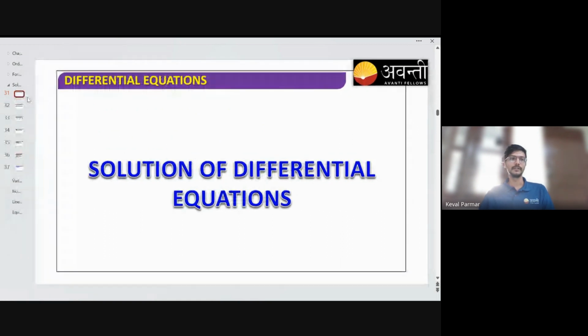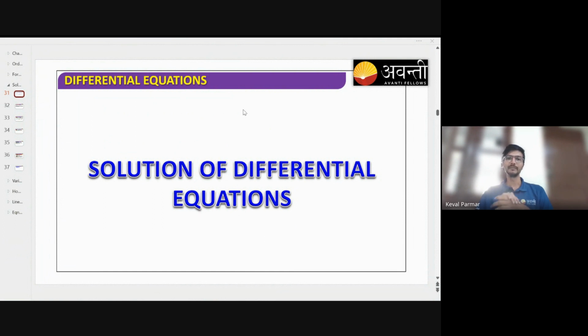Okay, today we are going to start with solution of differential equations. Solution of differential equations. Now, you might know what is meant by solution, right? Last time, what we did was formation of differential equation. So the next part in differential equations is the solution of differential equation.